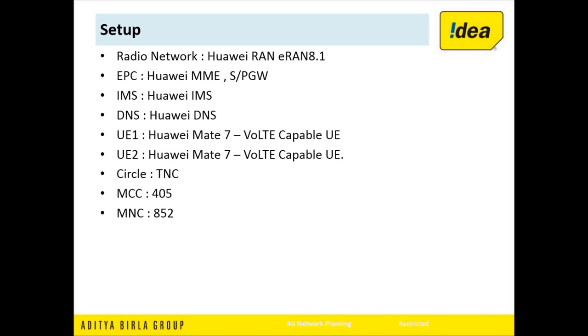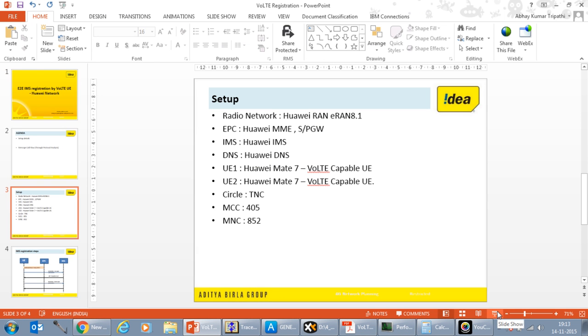The circle in discussion here is TNC, and for the analysis, the IMSI in the log will have 405852 as the MCC and MNC. Okay, so let's go into the details.